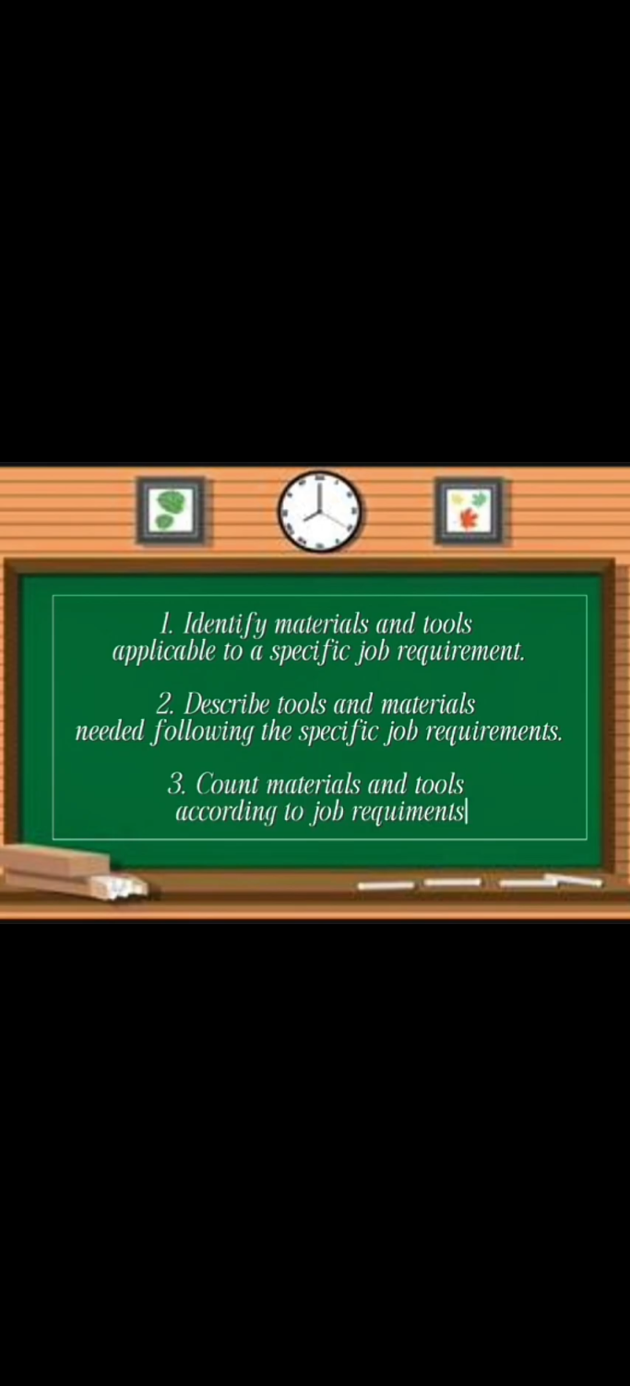So next, prepare tools and materials for a task. In preparing tools and materials for a task, it is essential to first identify the materials, describe the tools and materials, and count them to suit specific requirements. Steps on preparing tools and materials. First, identify materials and tools applicable to specific job requirements. Second, describe tools and materials needed following the specific job requirements. Third, count materials and tools according to job requirements.